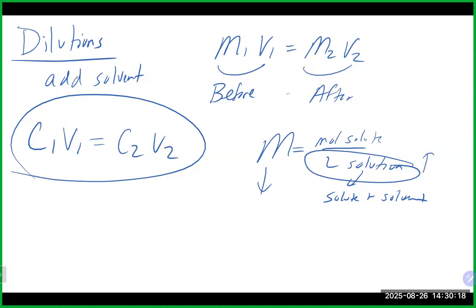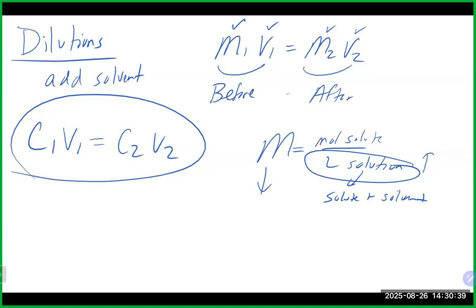So typically we dilute something to make it less concentrated than where it started. Typically, this is the more concentrated molarity. This is the volume of that solution you would need. That is the molarity of the solution you're trying to make, and that's the total volume of the solution that you're making.